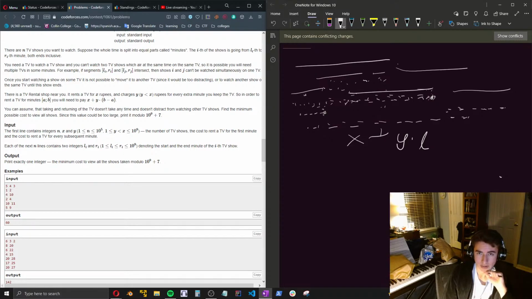So what if we just greedily said, we sort the intervals by the right endpoint. Then we just say for the current one, the cost is the min of: we add a new TV that's just for this interval, or we look at the closest interval to it and add the distance from there to here. Would that work? That might work. Why would it not work? Is there any counter case?